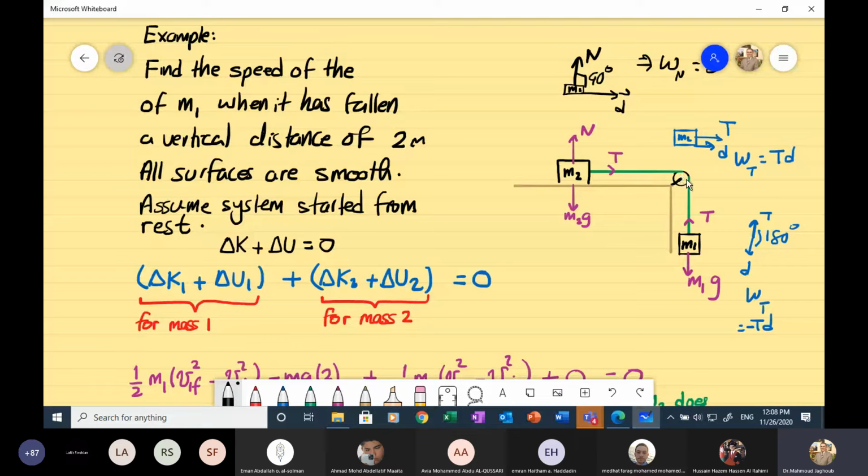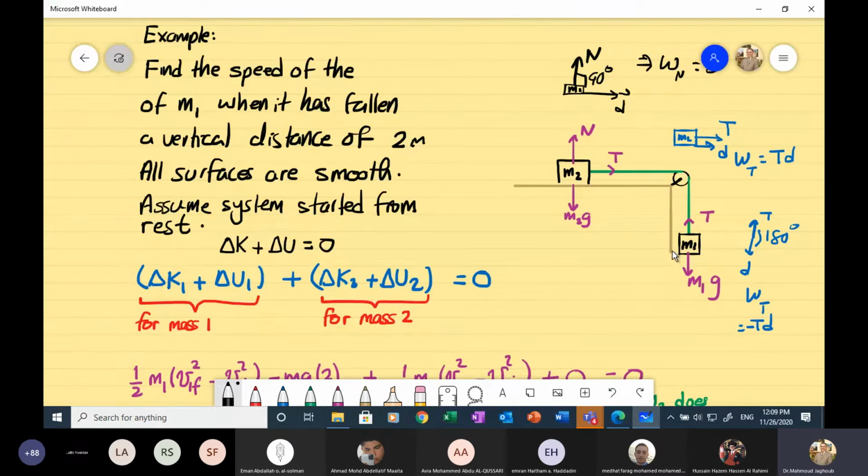ليش؟ Because they are connected together with an inextensible string. تمام؟ With an inextensible string, they have the same speed. Why? Because they are connected by this wire. Their speeds are the same. When a car pulls another car, they have the same speed because they are connected by an inextensible wire.